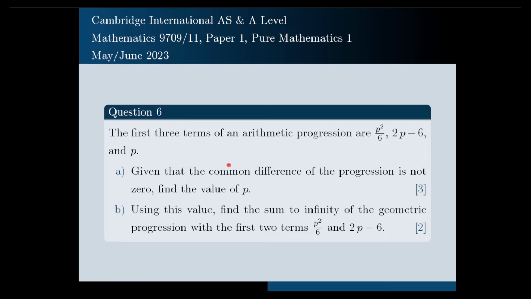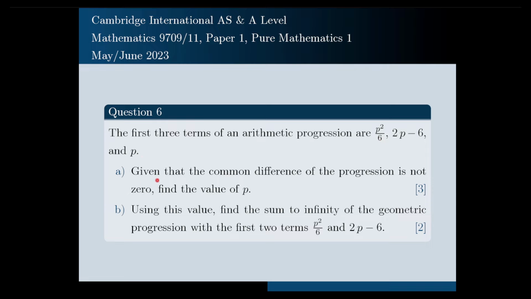Hello, in this video I'm going to solve question number 6 from this past paper. Let us read the question together first. The first three terms of an arithmetic progression are p squared over 6, 2p minus 6, and p.